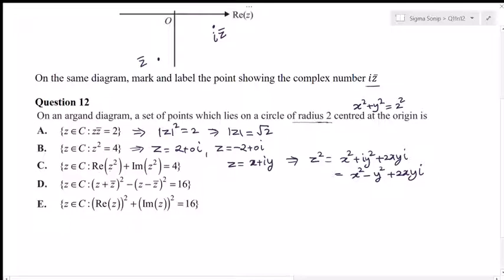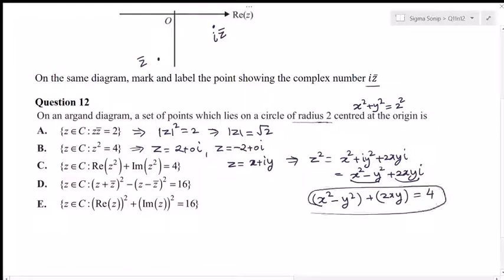So the set definition here says z is a complex number such that the real part of z square and the imaginary part of z square add to 4. So this is my real part, that's my imaginary part, I add them and that should give me 4. So the points lying within this set will be given by x square minus y square, that's the real part, plus the imaginary part 2xy, and that equals 4. Obviously it is not a circle, in fact it is a hyperbola.